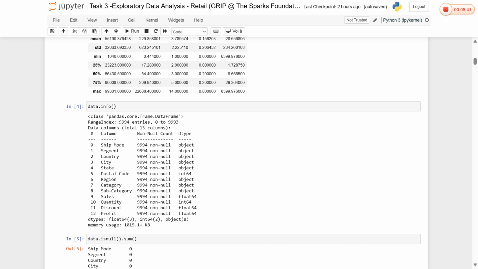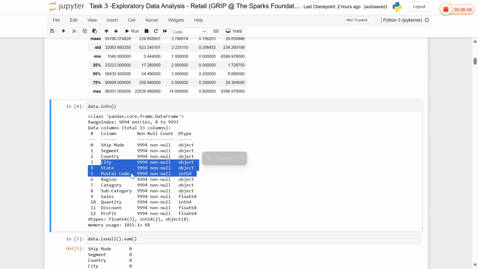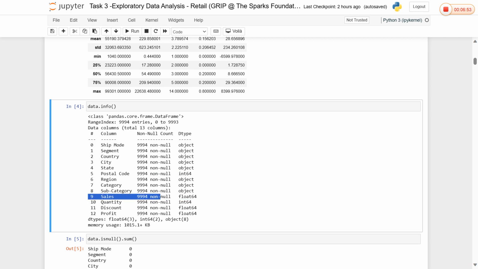We have checked the data types of all the columns. For example, the city is an object data type, and the postal code is an integer. The sales are mostly floating type, like decimal points. So we have checked all the data types, and the dataset is clean and doesn't have any missing values.